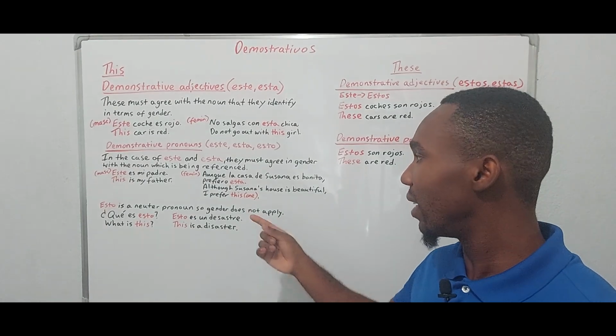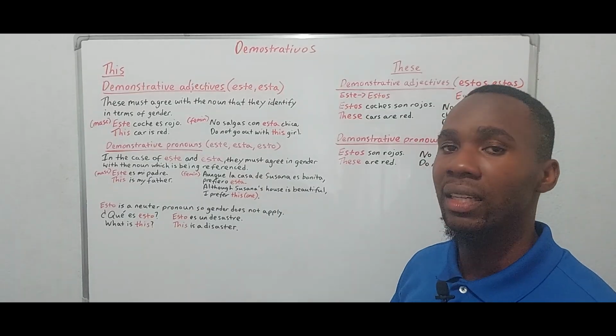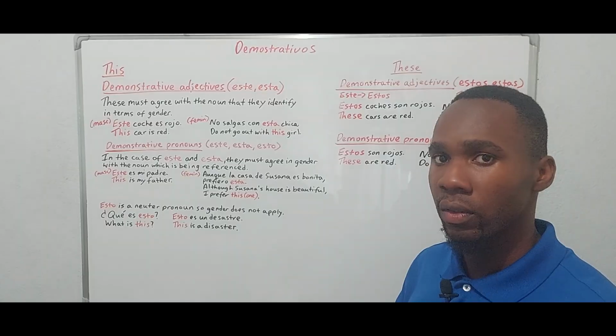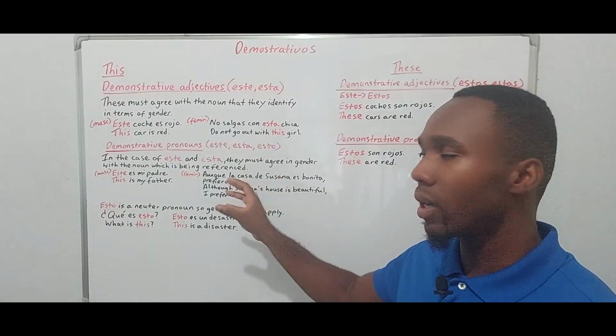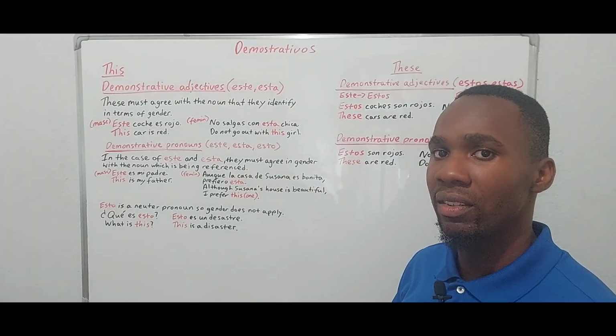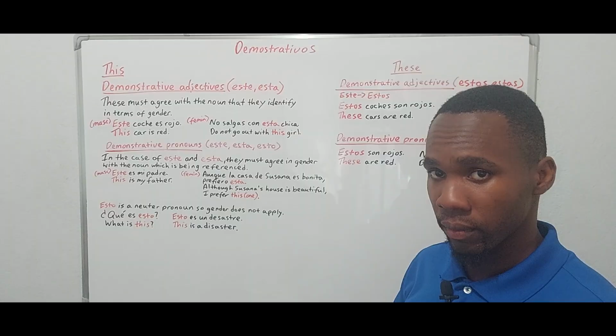So I can say esta. I don't have to say esta casa. I can say esta because we know that we are talking about a house. So you see the difference here. When it comes to the pronouns, we just have to ensure that what is being referenced is known.